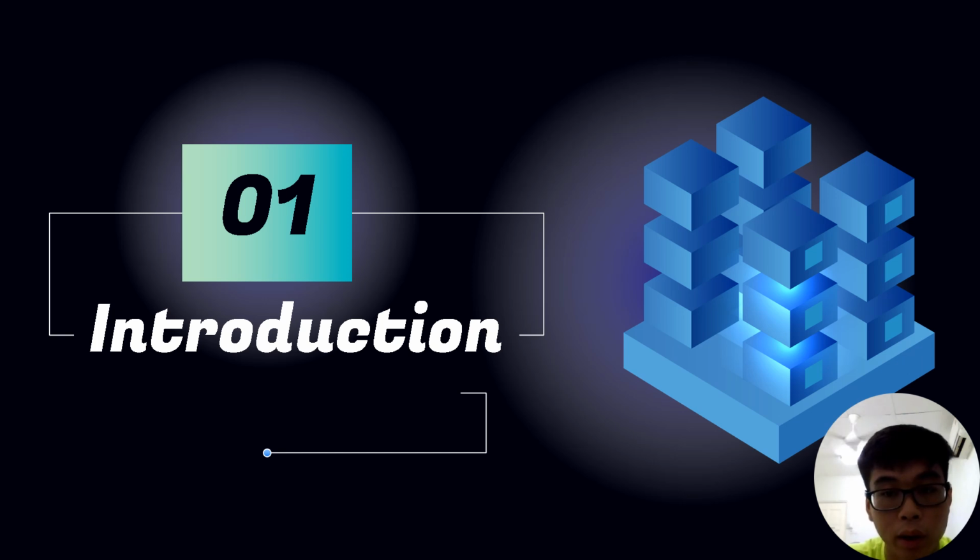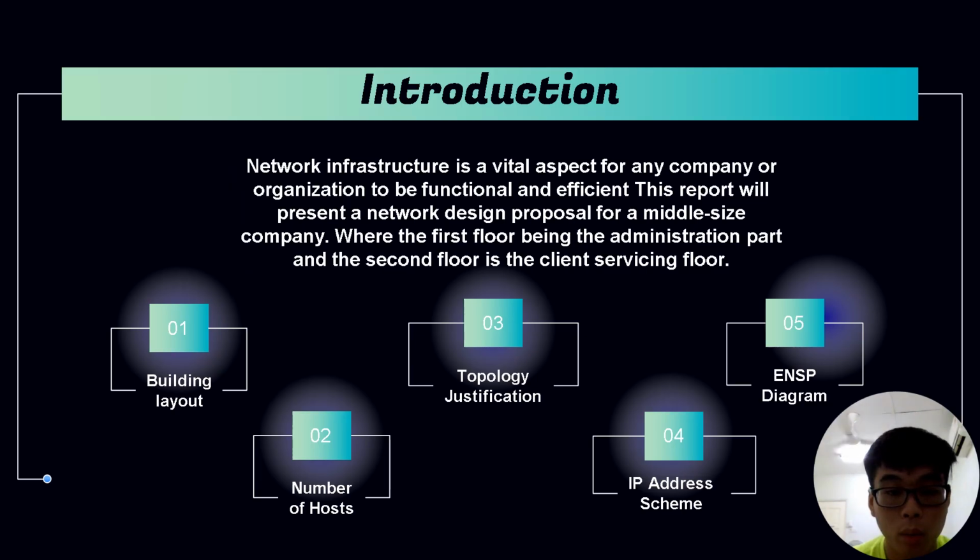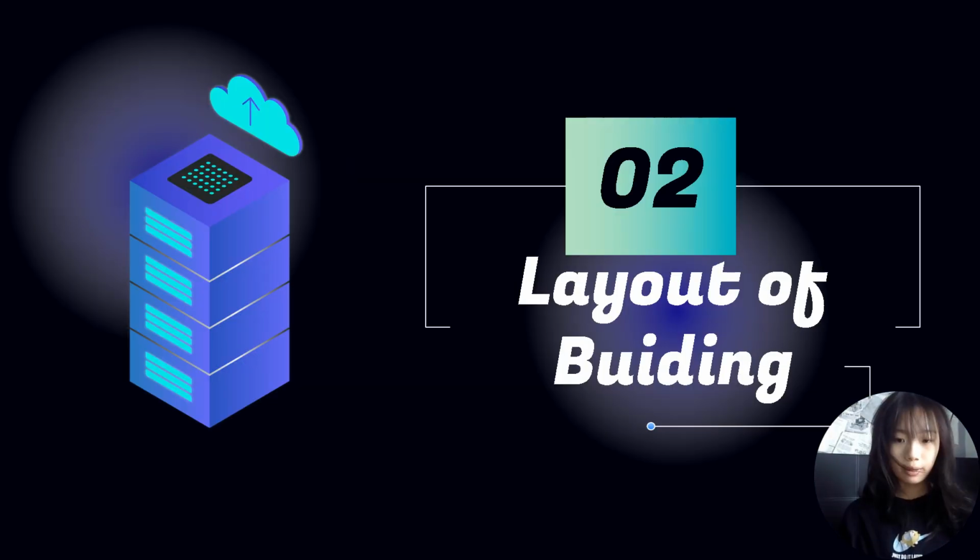Going into the introduction, network infrastructure is a vital aspect of any company or organization to be functional and efficient. This report will present a network design proposal for a middle-sized company, where the first floor is the administration part and the second floor is the client servicing floor. Here we'll cover 5 key aspects, which are building layout, number of hosts, topology justification, IP address scheme, and ENSP diagram.